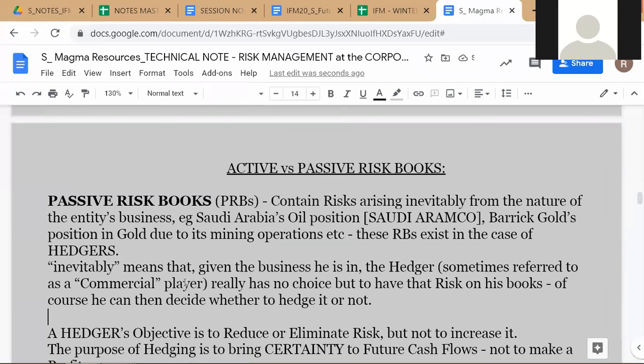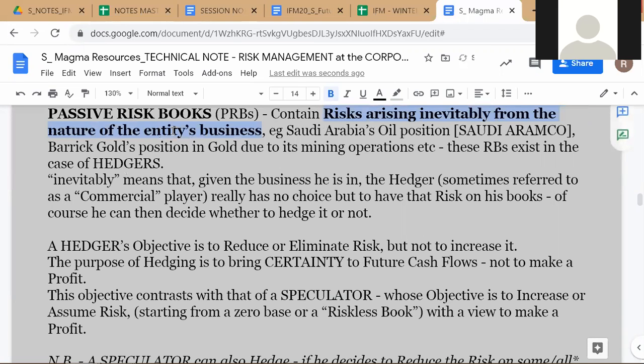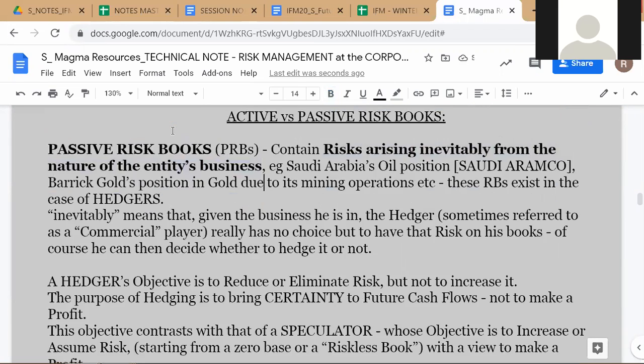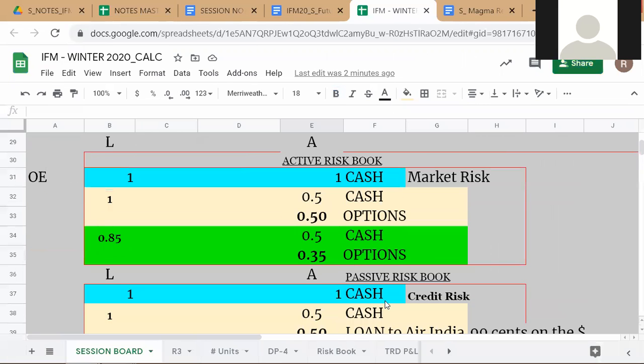Active versus passive. So what we say in the case of passive risk books is that they contain risks which are arising inevitably from the nature of the entity's business. Right? So we call it passive because it's not like here where Aman decided to buy. Remember, he initially had a book which had no risk because he got a bunch of money from his investors to trade, and initially he was in all cash, so there was no risk.